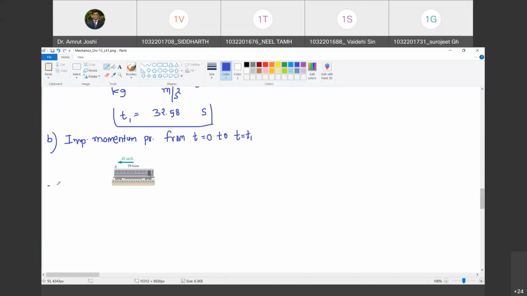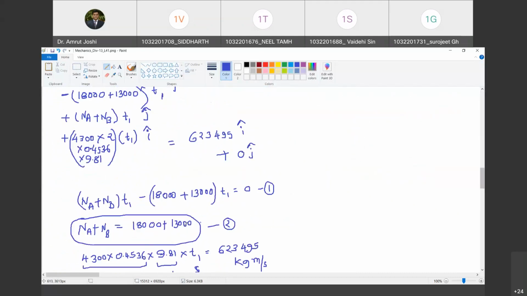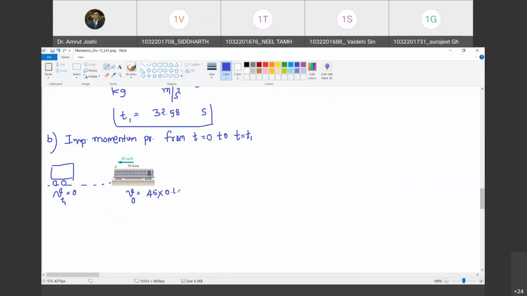What happens at time t equal to t1? At time t equal to t1, this bogie would have come to rest. So what is the velocity at time t1? Velocity of the bogie is 0. Do you agree? And what is the velocity at time t equal to 0? It is 45 into 0.447. 0.447 is the conversion factor from miles per hour to meter per second. So this is the velocity at the beginning and the velocity at time t1 is going to be 0.